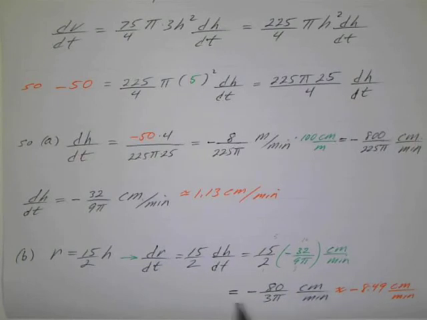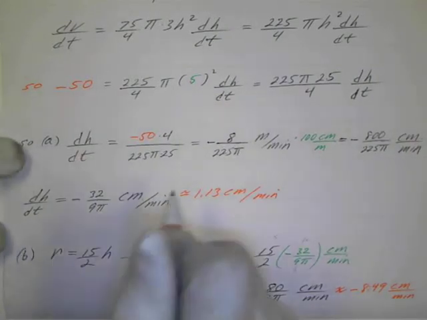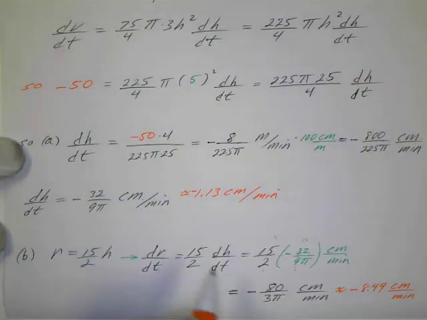And that's going to be approximately, if we round it off or divide it, negative 8.49 centimeters per minute. Okay? Oh, I forgot my negative sign over here, pardon me. That also should be negative, because as I'm draining water out of the tank, the water level is decreasing, and so is the radius. So this would be the water level, and this is the radius. Okay? All right. So I hope that helps.